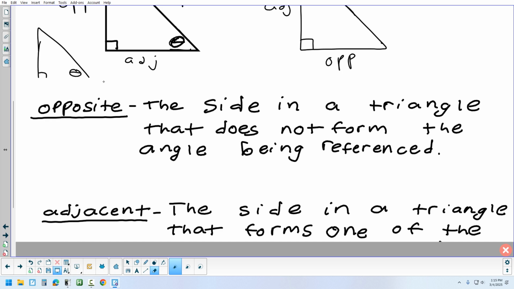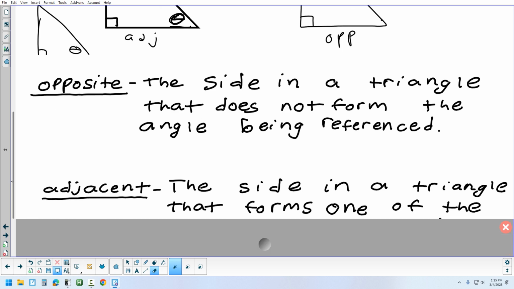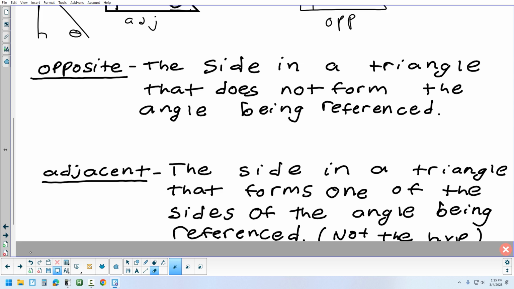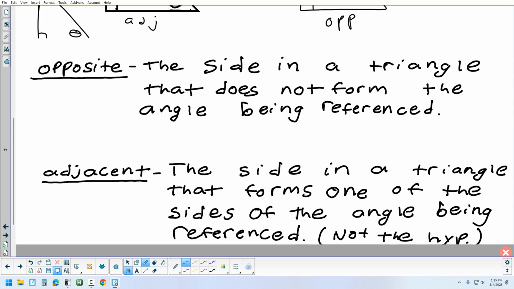On the test or questions, are they gonna show you where theta is? Yes, I will always tell you where it is, so we don't just have to guess. So adjacent is the side in the triangle that's right next to the angle, but not the hypotenuse.